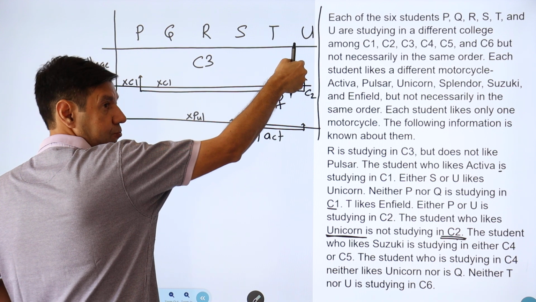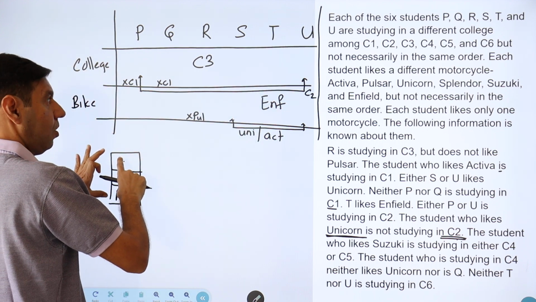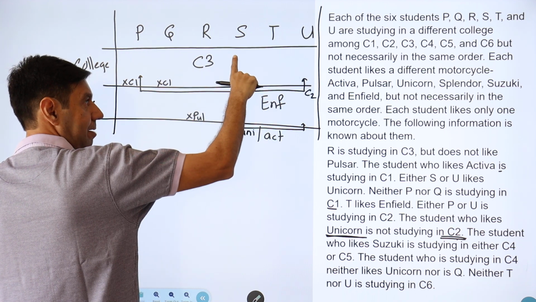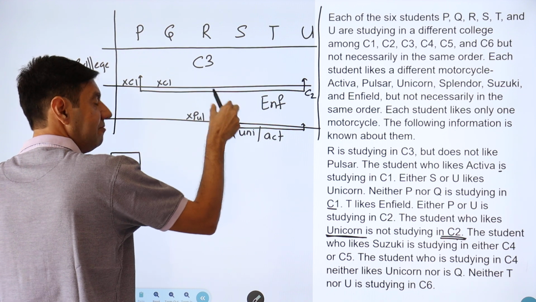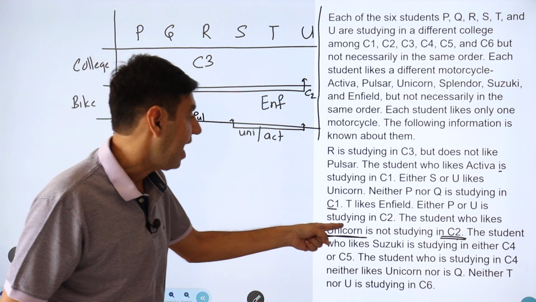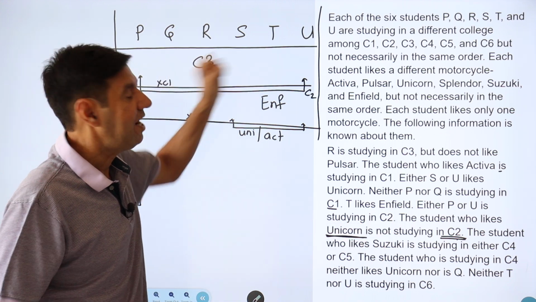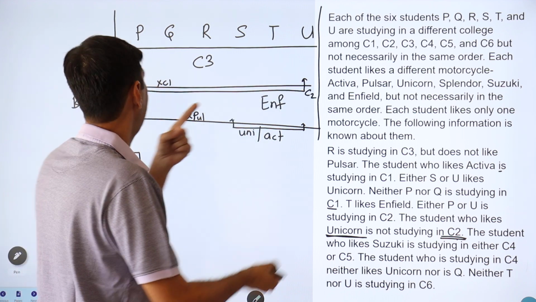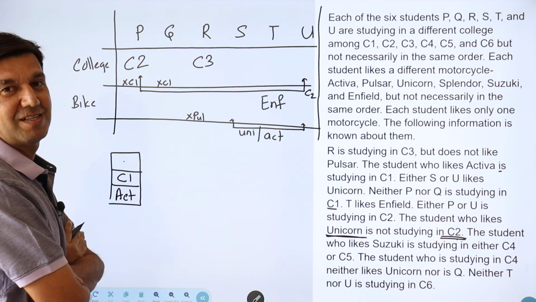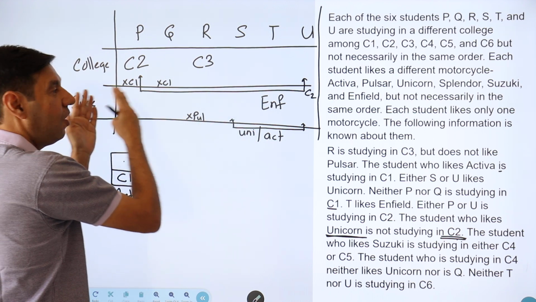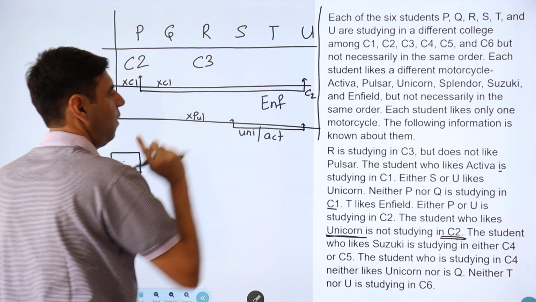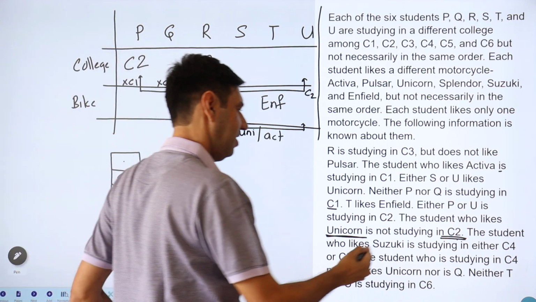If this is C2, then this block cannot come here because this is occupied with C2. This block will come here. So this will be Activa, so this will be Unicorn. So I will have C2 and Unicorn together. But that is not possible. So this cannot be C2. And if that cannot be C2, this has to be C2. So C2 is gone. The moment C2 is gone, now this block would again go in either of these places. But that was a good, nice, important thing.